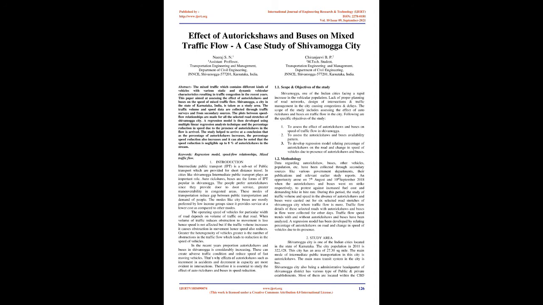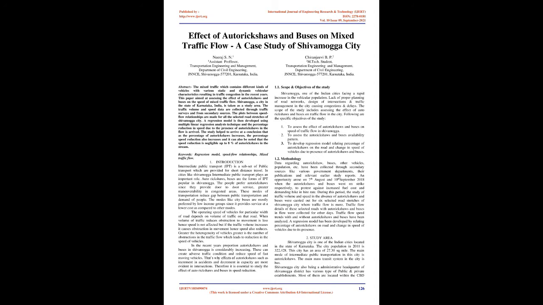The traffic volume and speed data are collected through traffic surveys and from secondary sources. The plots of speed-flow relationships are made for all the selected road stretches of Shivamogga city. A regression model is then developed using the multiple linear regression analysis technique, and the percentage reduction in speed due to the presence of auto rickshaws in the flow is arrived at.